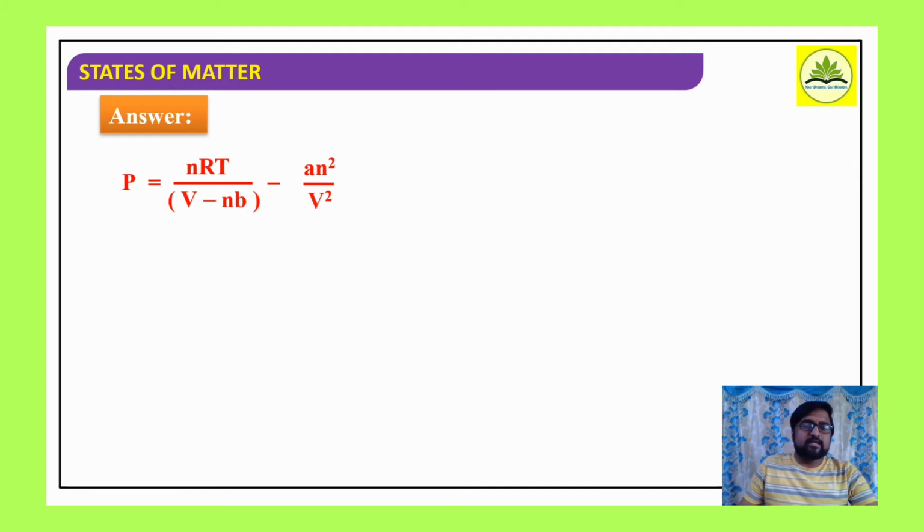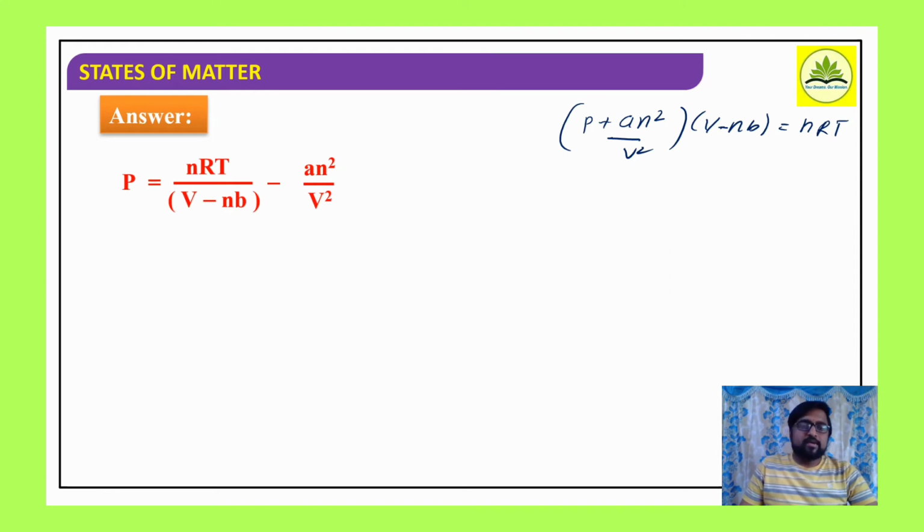So I will write the expression: (P + an²/V²)(V − nb) = nRT. Now they equated each term. So PV, just rearranged, or else directly you can substitute here.